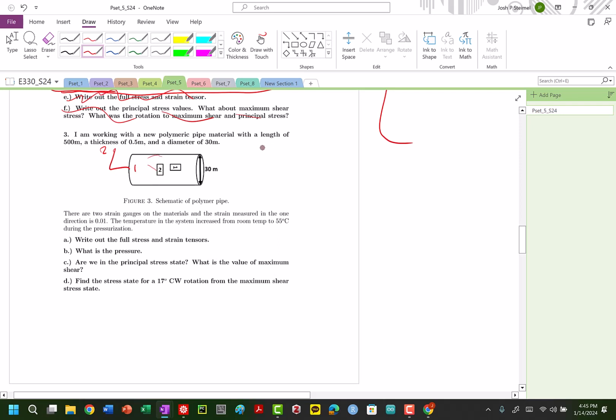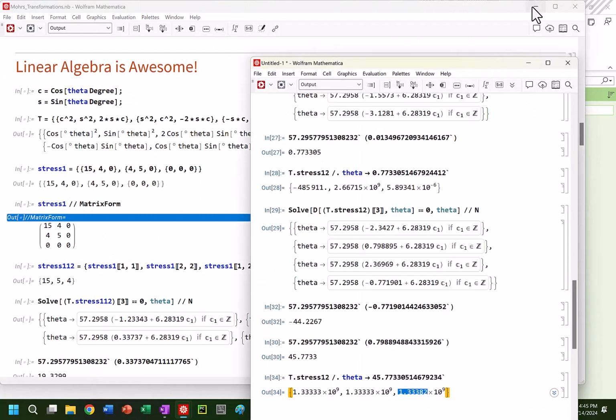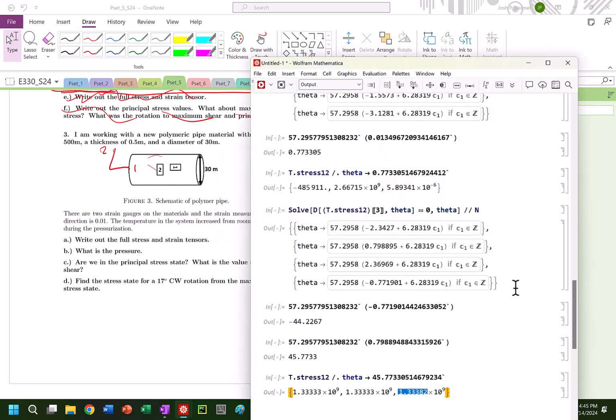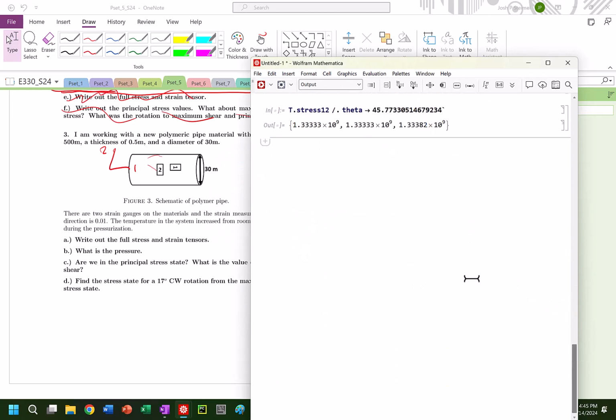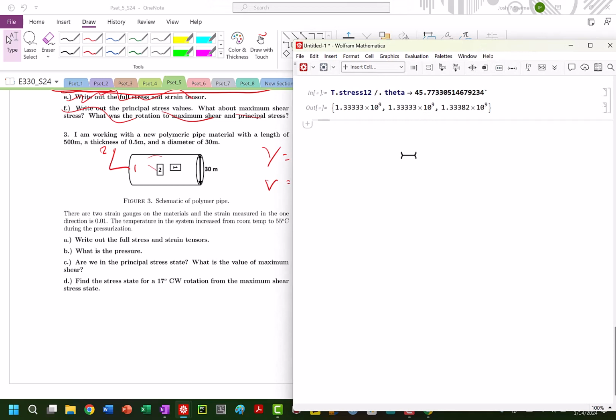I am a polymer, so Y equals 1 GPa. My nu is equal to 0.4. And if I have thickness and diameter, I need to immediately start to think about what? You guessed it: thin-walled pressure vessel, specifically thin-walled pressure vessel. So I'm going to quit my kernel here. I needed to find the length. I don't care about that. That's information that I don't necessarily need. So my radius is equal to 15 meters. My thickness is equal to 0.5 meters.